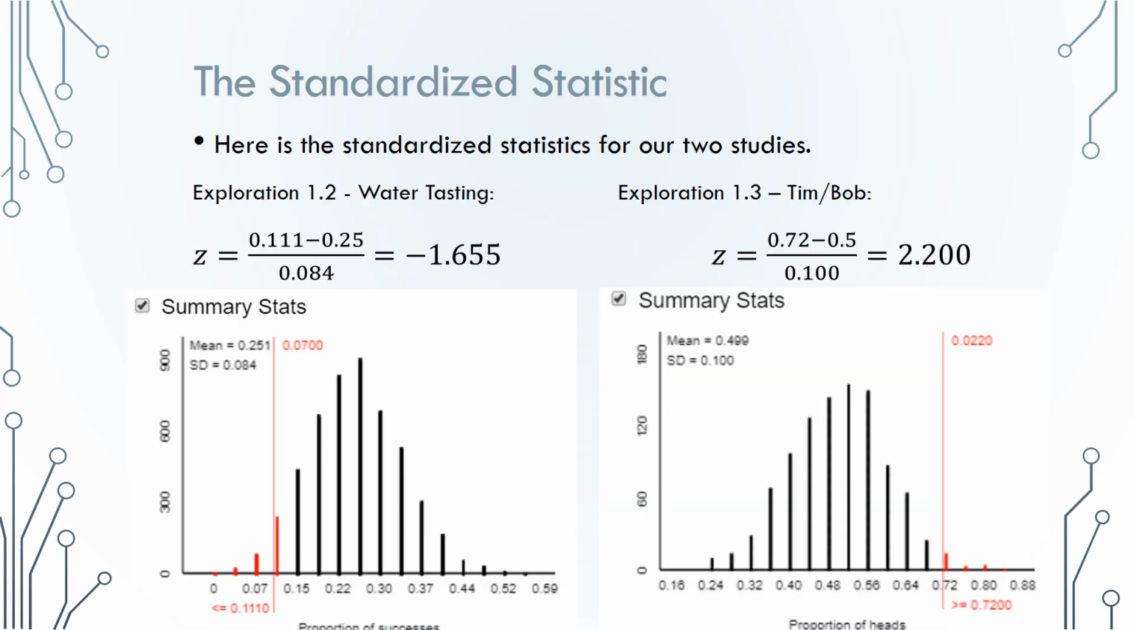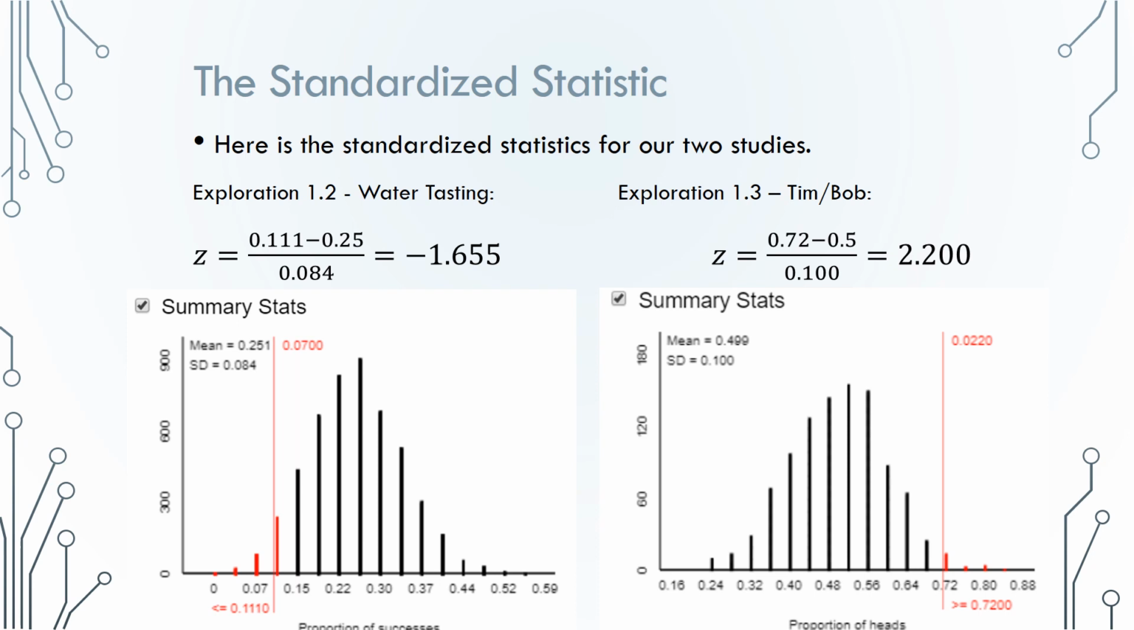Let's use our last 2 examples to get some practice. In water tasting, the observed statistic was 3 out of 27, or 0.111. The null value was 0.25, and according to the null distribution for these data seen at left, the standard deviation was 0.084. This gives a standardized statistic of negative 1.655.